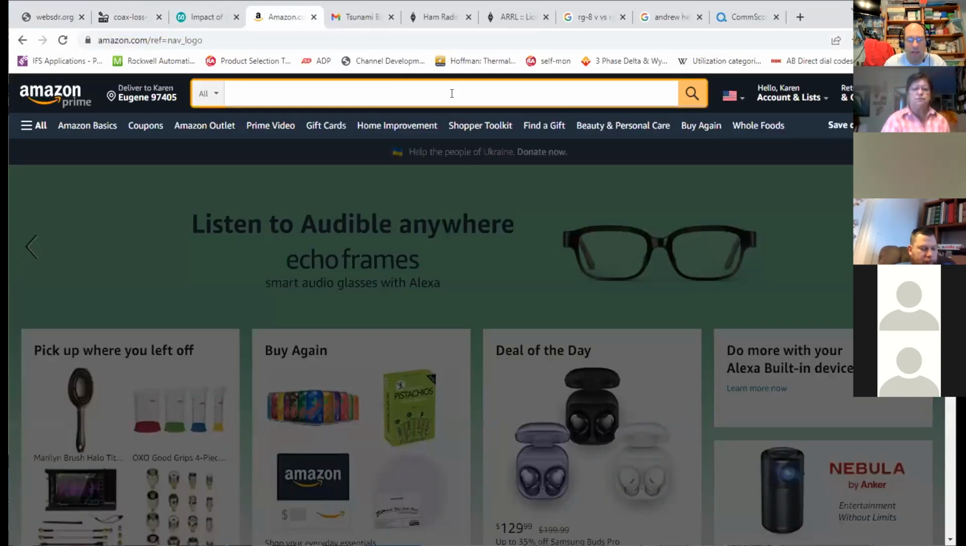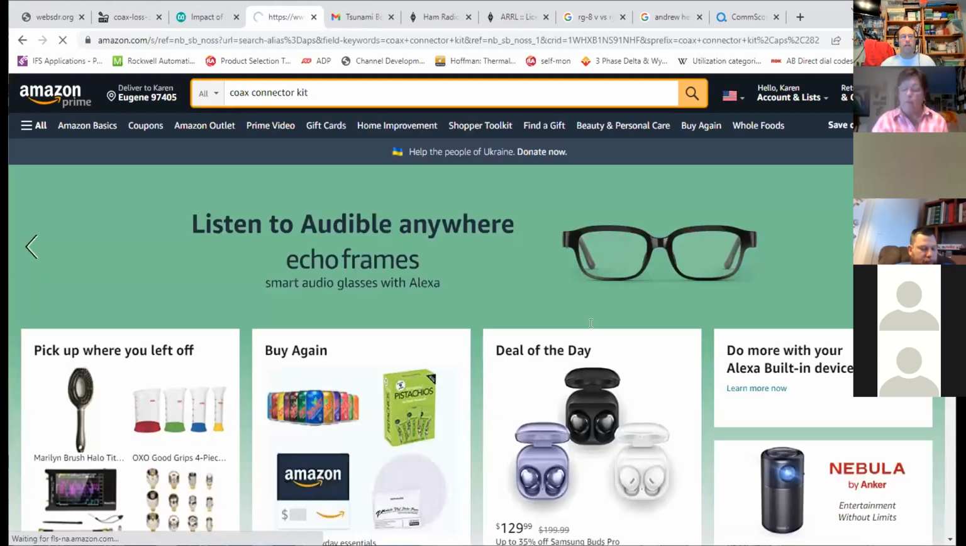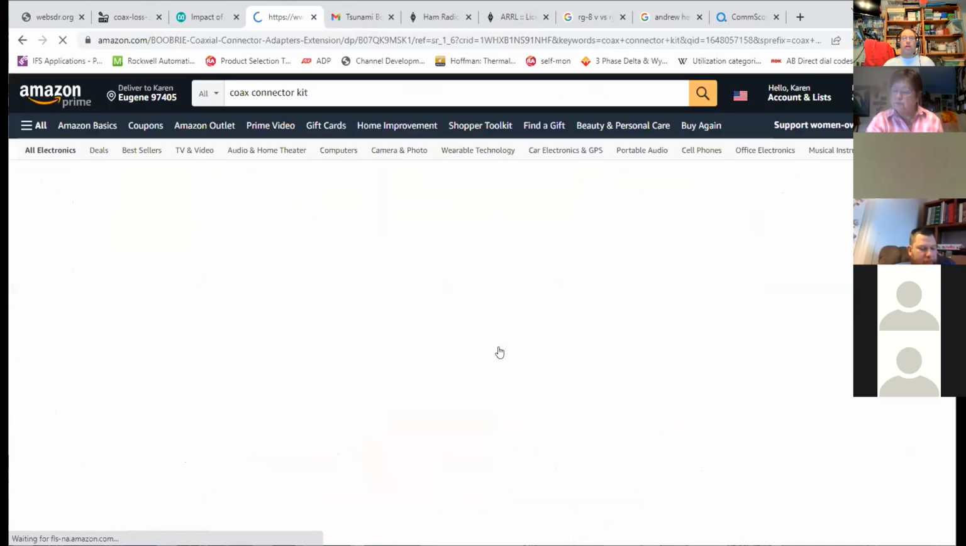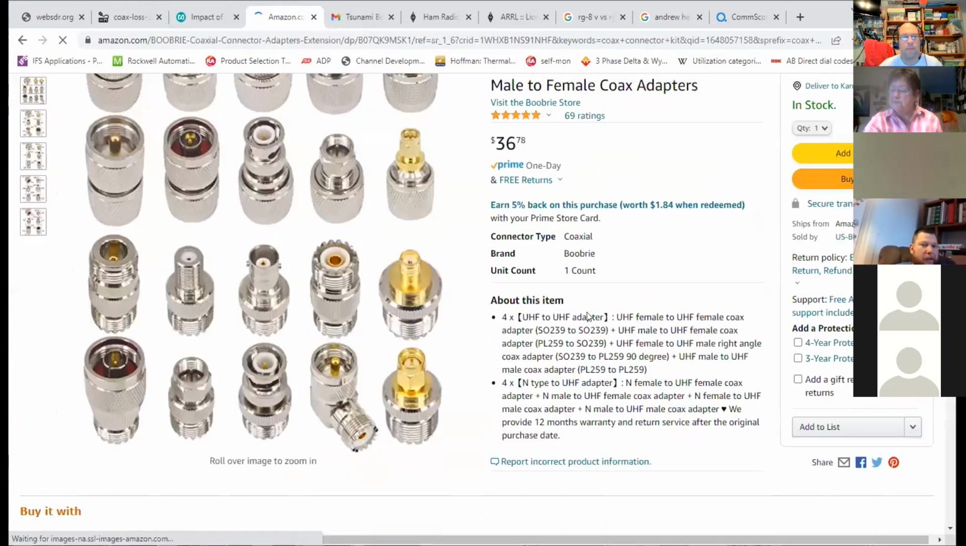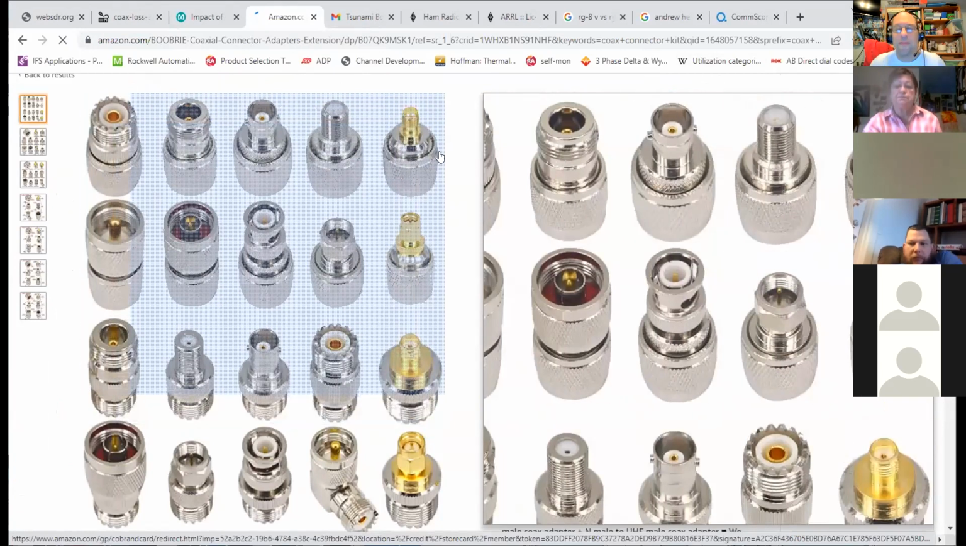Okay, let's see. Coax connectors. Okay, coaxial cable connectors. Right here. Everybody see these different connectors?